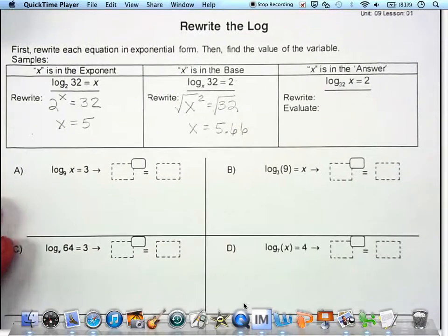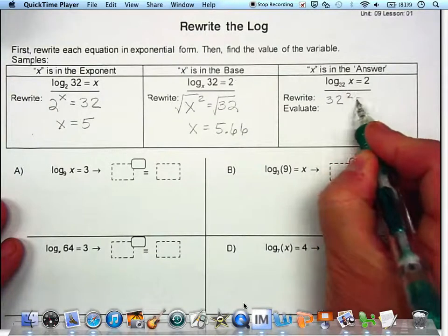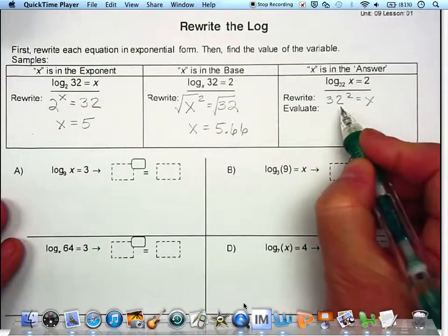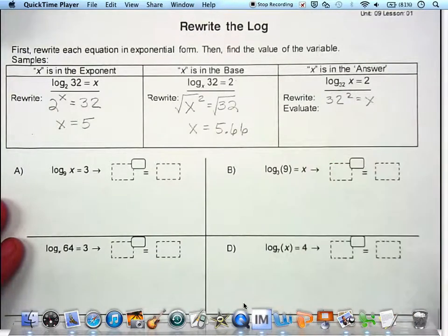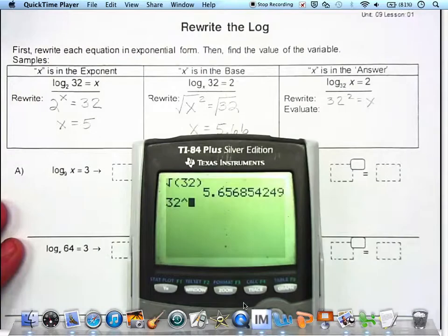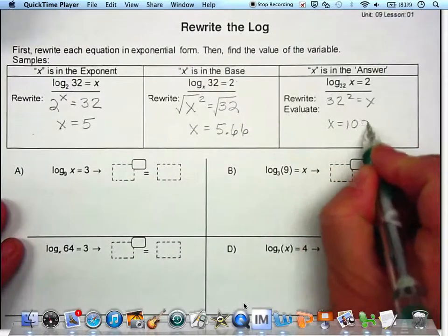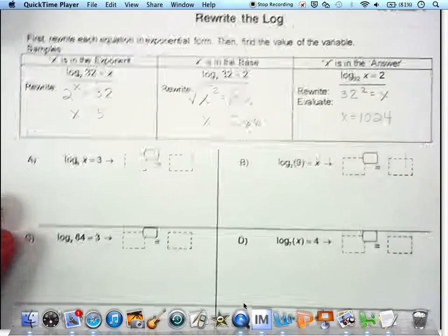Okay. Now, how would you rewrite this one? 32 squared equals x. Now, this is the easiest kind because now all you have to do in your calculator is 32 squared. 32 to the 2. 1,024. So x equals 1,024.